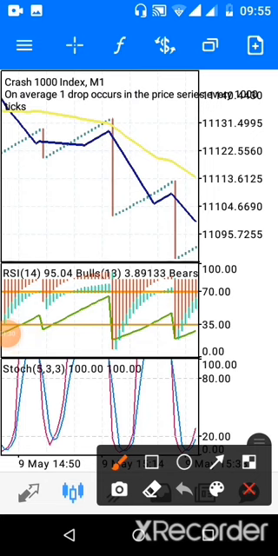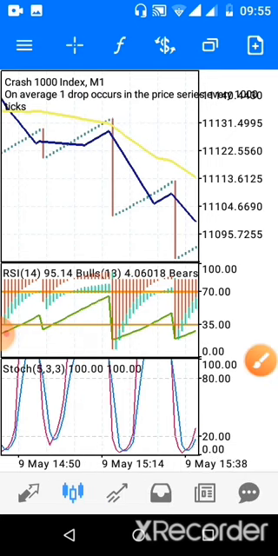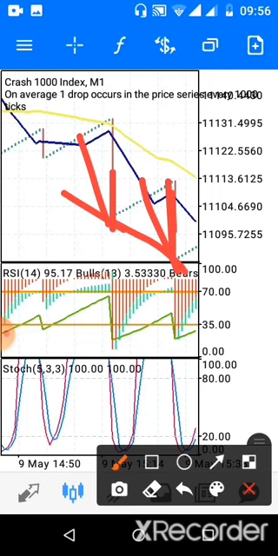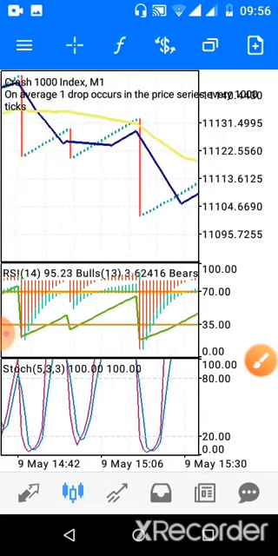The yellow line was above the blue line. The green line was almost touching the 70. The blue and the red line were above the 80, and we took our sell, and more than 1 spike happened. 1 spike was enough to get our profits, but look at that. 1 spike there, another spike happened there. I'm sure if I scroll this side, another spike happened. Yes, there, another spike. So 3 spikes happened after taking our entry.